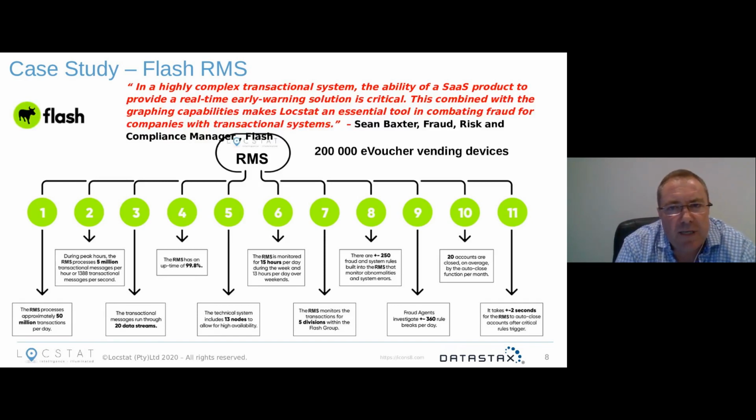Now, I think one of the real changes or benefits we brought to Flash is the fact that we extensively use graph and the graph component of Lockstat to actually model the full transaction space. And we use graph extensively to look for patterns and trends from a risk perspective, because we look at growth in networks of their traders and how quickly they grow, and we link that with other contextual information, which is very specific to Flash to manage risk in that environment.